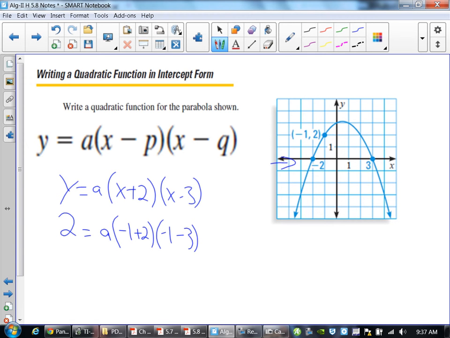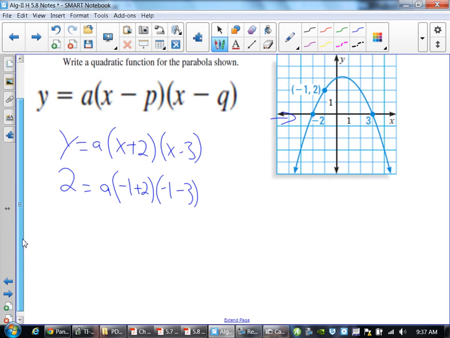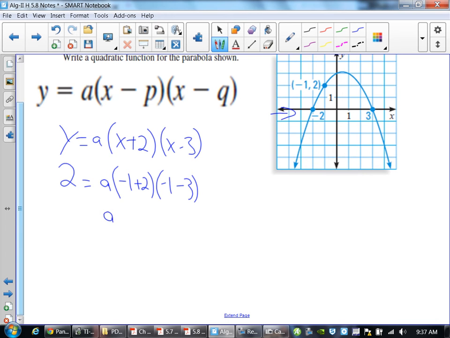And just remember that your P and Q here are just the zeros. It's very, very easy to use any one of these models. Okay? It's very easy to use. So let's see here. We get a times -1 times -4. A is 1/2. Okay. Right? I hope.